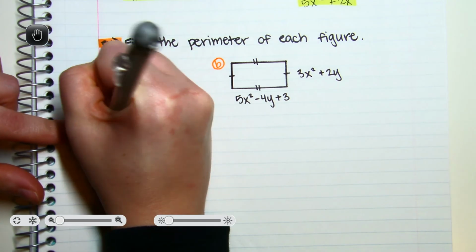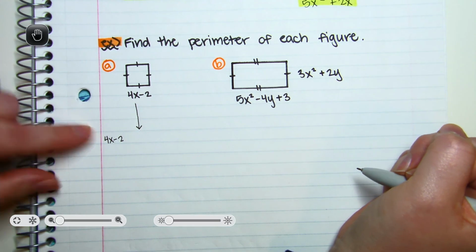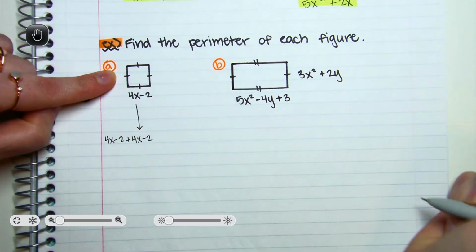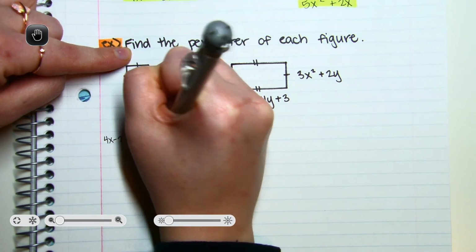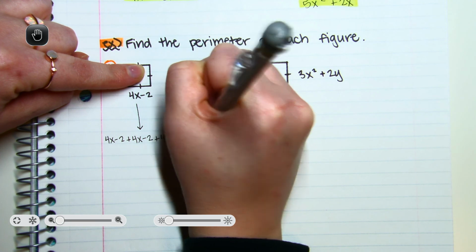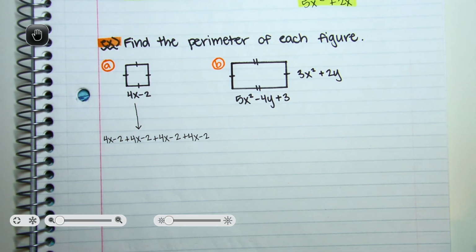So I have 4x minus 2. That's one side. Plus 4x minus 2 for the left. Then for the top, plus 4x minus 2. Then for the right side, plus 4x minus 2. And add them all up.